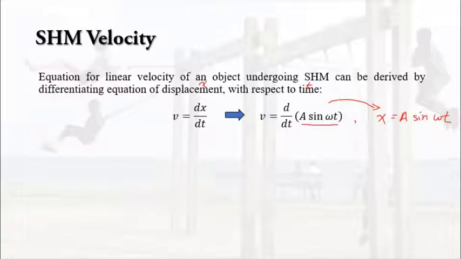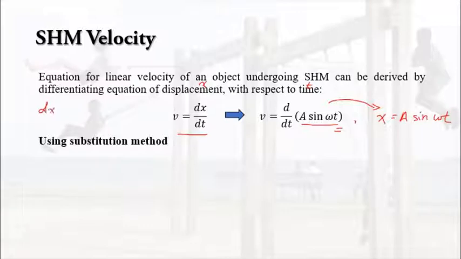Now we have a trigonometric function, and the time is located inside the trigonometric function. So how are we going to differentiate this equation? We're going to use the substitution method to solve it. By using the substitution method, we can find out the formula for v. So what is the substitution method? v equals dx over dt.